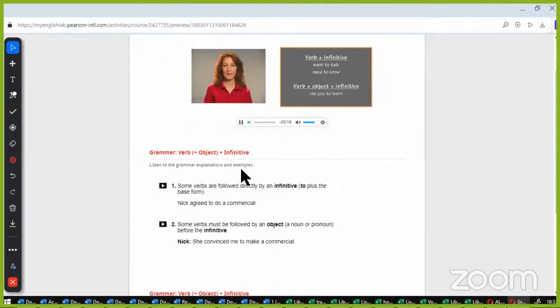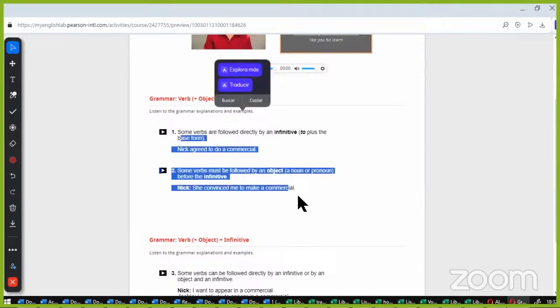Hi. Today I want to talk about verbs, objects, and infinitives. You need to know which verbs can have an object before an infinitive and which verbs can't. You may already know some of these, but I'd like you to learn some new ones. Are you ready? Okay, can you please read?